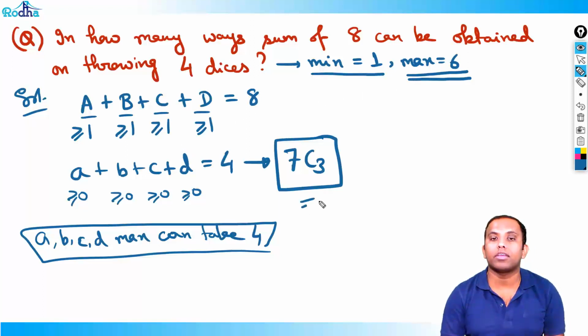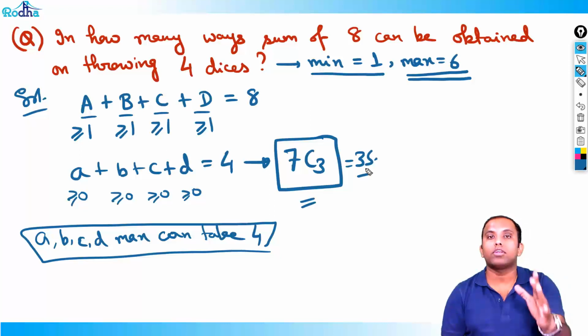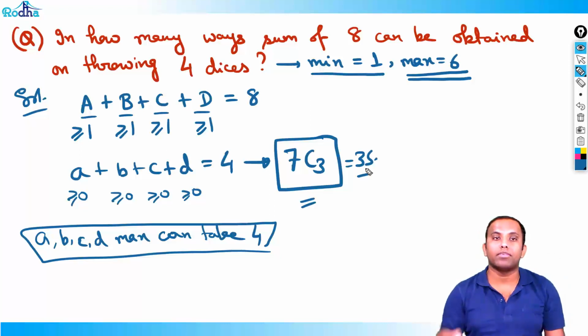What is the answer? Answer is 7C3. That is 35. So 35 is the answer. 7 into 6 into 5, so from 7 go 3 steps back: 7 into 6 into 5 divided by 3 into 2 into 1. 35 is the answer. Okay. So very good question it is. Now next question. Put the next slide.